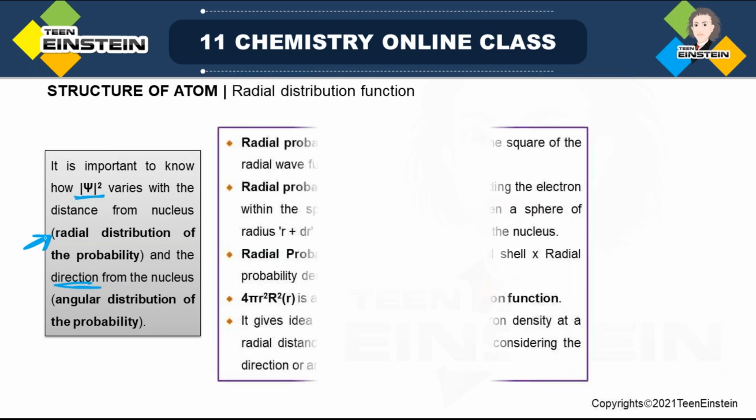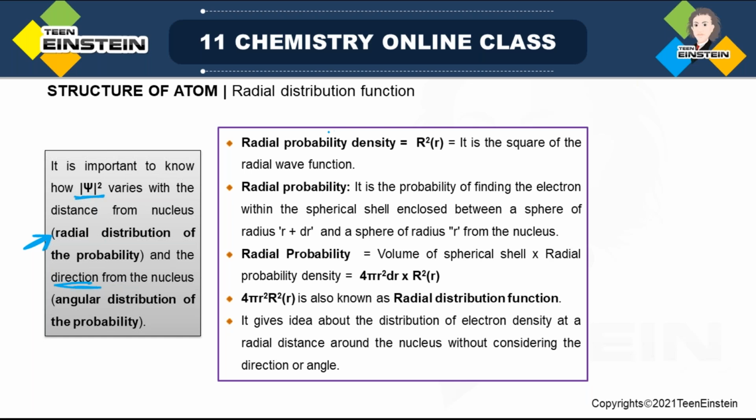Here we have some terms that we have to know. We have already heard this term, probability density, which in the previous slide is denoted by chi-square. But when I'm saying radial probability density, it is basically R square, which is a function of small r. So it is the square of the radial wave function. That is, the radial component square is called radial probability density.